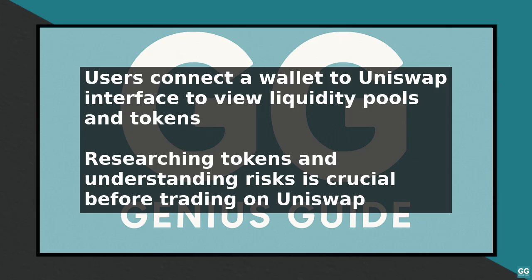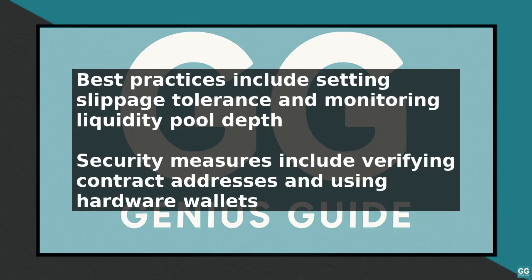Another critical aspect of Uniswap v2 is the importance of security. Users should always verify the contract addresses and ensure they are interacting with the official Uniswap protocol. Additionally, it is recommended to use a hardware wallet and enable two-factor authentication to protect against potential attacks.